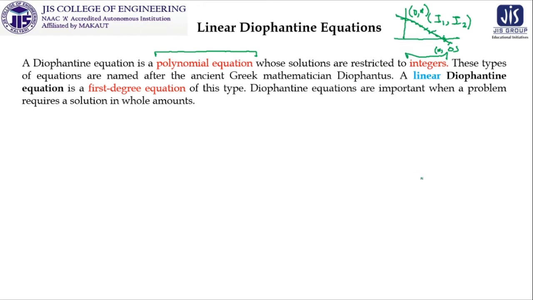So apparently it looks like a very interesting problem, and it is also truly interesting, but how to tackle this problem is another interesting part. These types of equations are named after the ancient Greek mathematician Diophantus. Now a linear Diophantine equation is nothing but a first degree equation of this type, where you get a polynomial equation of first degree whose solutions have to be restricted to integers.